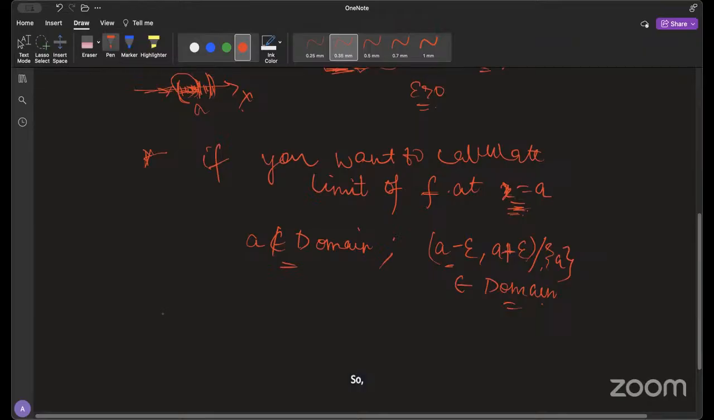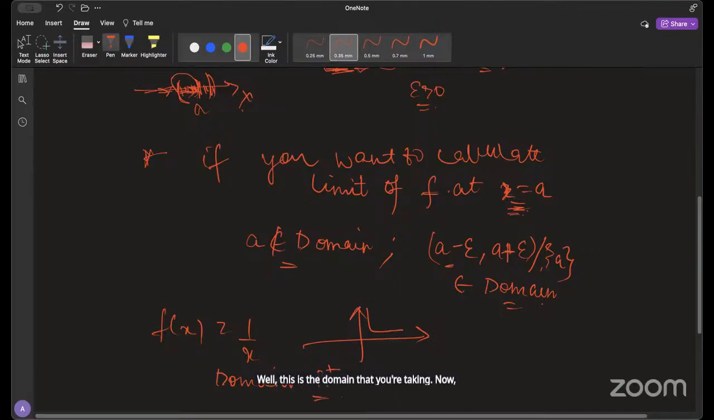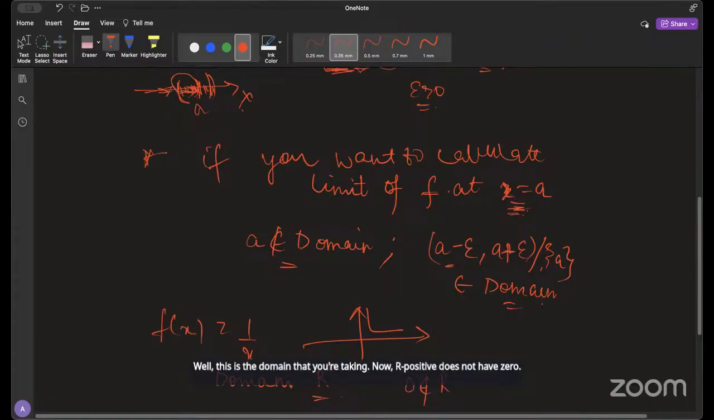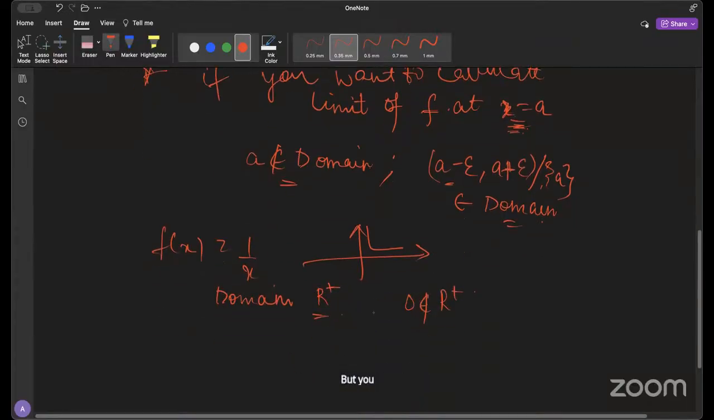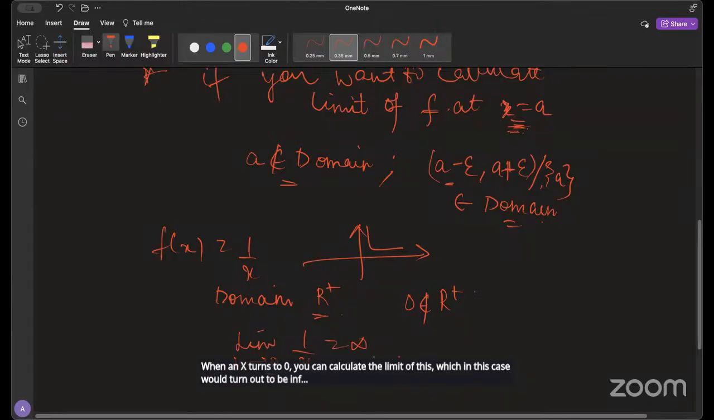So for example, when you take f(x) equals 1 by x, graphically you know what a limit is, right? So this is 1 by x, and let's just take the domain to be R positive. Now R positive does not have 0. 0 does not belong to R positive, but you still can calculate the limit of this function 1 by x at x equals 0. When x tends to 0, the limit in this case would turn out to be infinite, right?